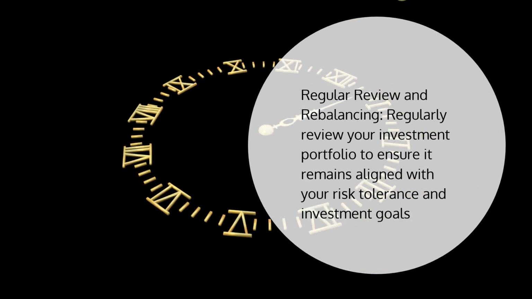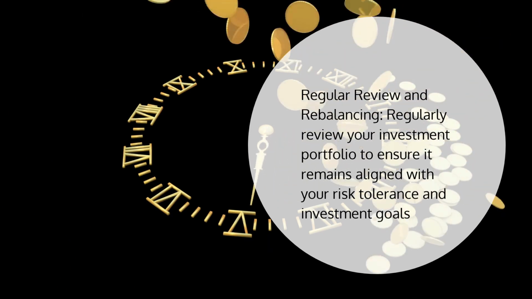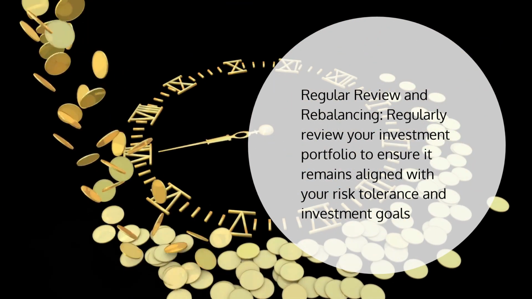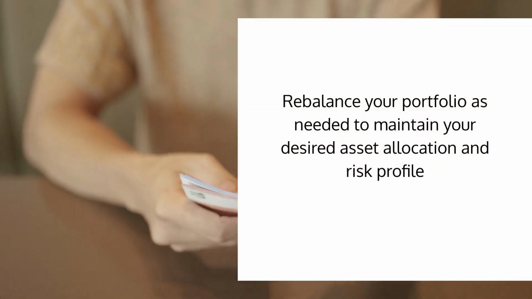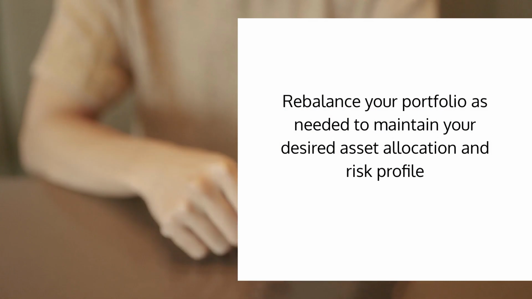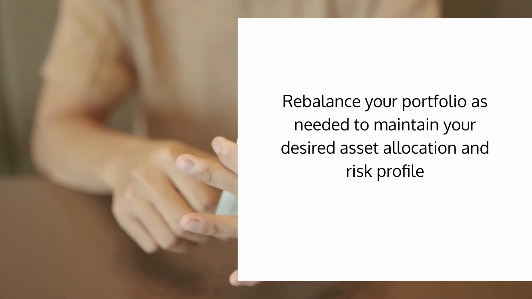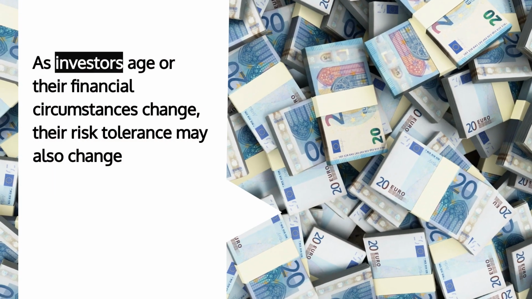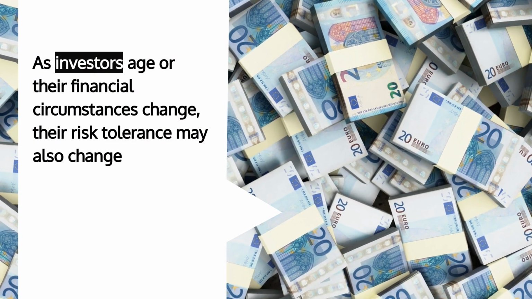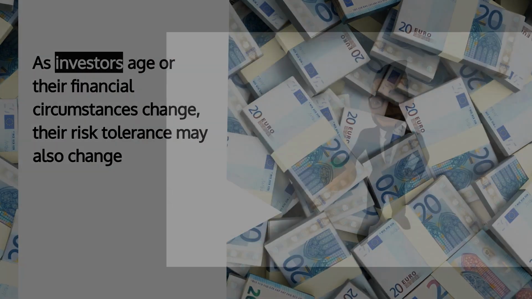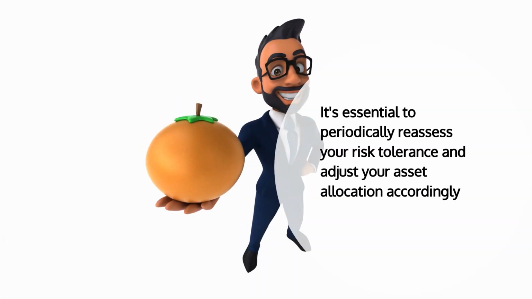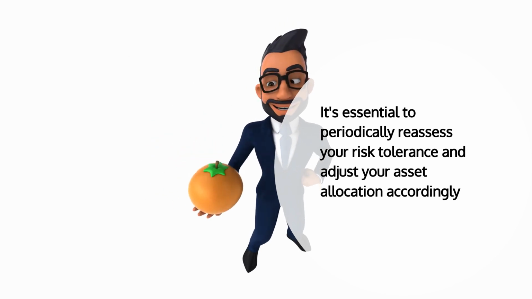Regular review and rebalancing. Regularly review your investment portfolio to ensure it remains aligned with your risk tolerance and investment goals. Rebalance your portfolio as needed to maintain your desired asset allocation and risk profile. As investors age or their financial circumstances change, their risk tolerance may also change. It's essential to periodically reassess your risk tolerance and adjust your asset allocation accordingly.